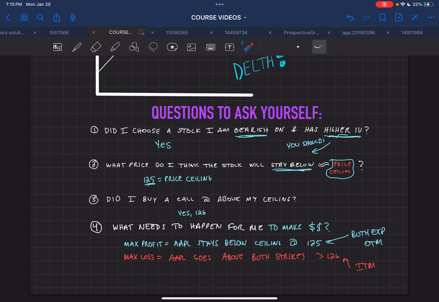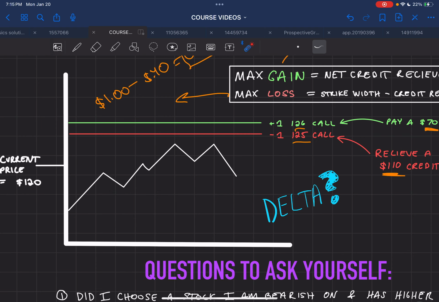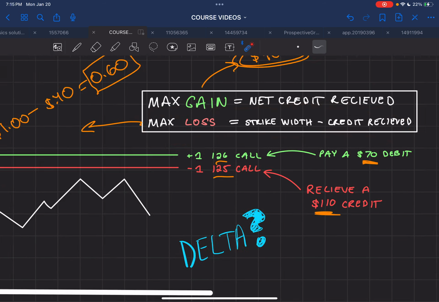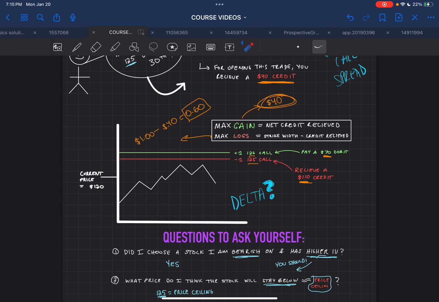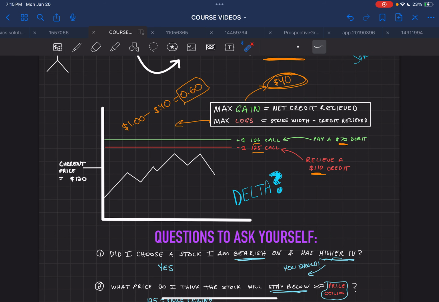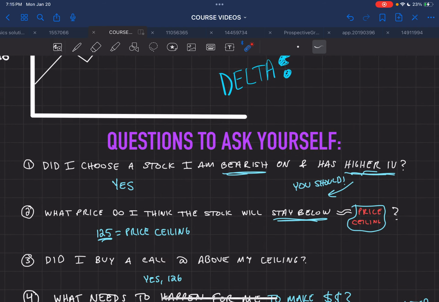The max loss will occur if Apple goes above both strikes. So in this case, if the stock ends at, say, 130 by expiration, both of these will be in the money and we will incur a max loss of $60. So the benefit of this is it decreases your buying power significantly and it protects you, right, on the upside. If this were to be a naked call, you'd now be short the shares if it were to skyrocket. But in this case, it creates a limited risk, limited reward scenario that's very friendly for small accounts.